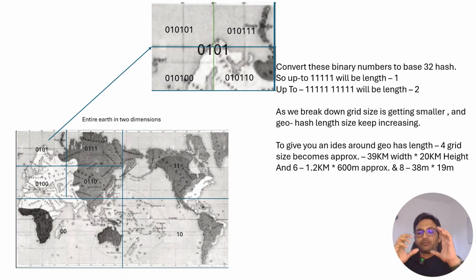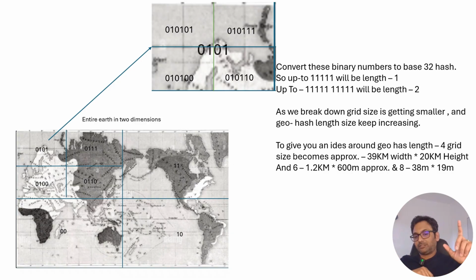Once we have the desired size of grid, we have a long binary number as the ID of each segment. The GeoHash algorithm does base 32 hashing to convert these long binary numbers into a fixed-size hash length. If your binary number is up to 5 ones, the length of the base 32 geohash will be only 1. As you keep increasing the binary digits, the geohash length also increases.